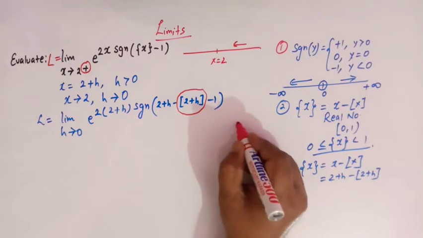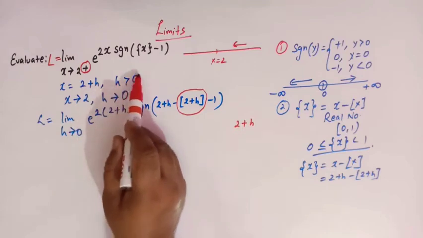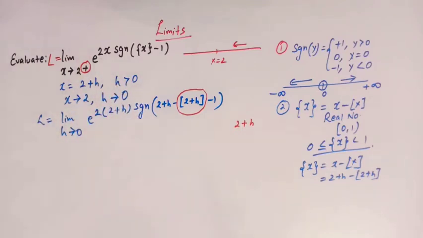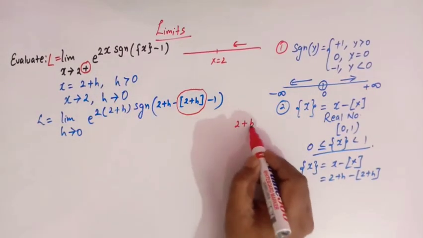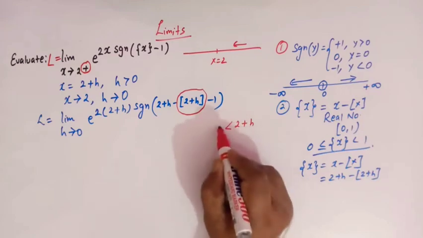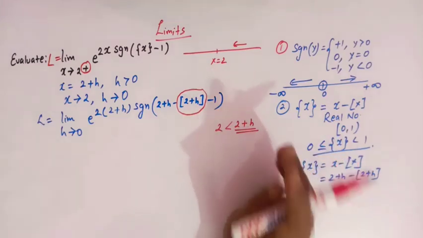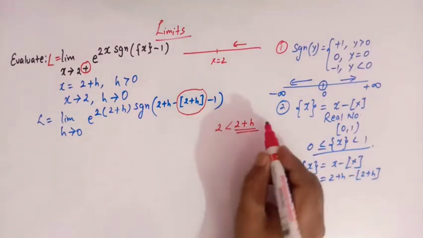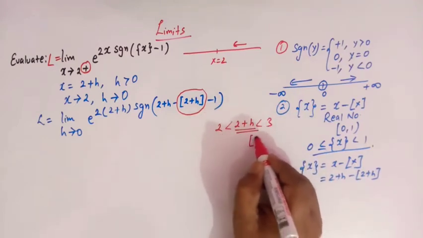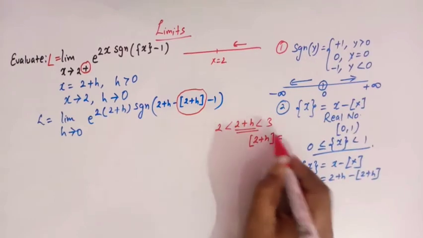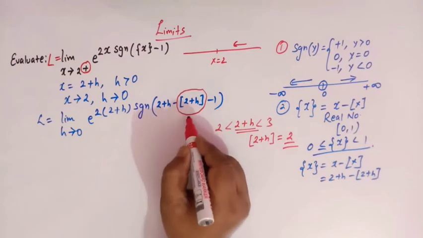Now see, when we add h to 2, because h is greater than 0, it means h is a positive quantity, but a very small quantity, right? So whenever h is added to 2, 2 plus h is obviously greater than 2, right? Or in other words, 2 plus h is slightly greater than 2, but it is always less than 3, right? So by definition of greatest integer function, the value of greatest integer of 2 plus h is equal to 2, right? So this term can be replaced by 2.